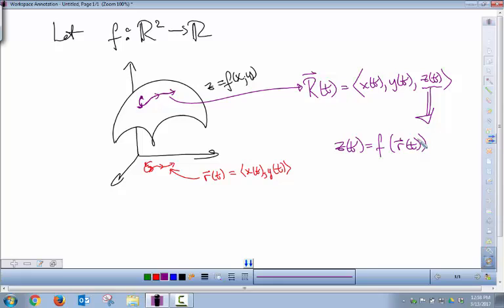What if I write it as f of r of t? Well, what do you think of in math when you see something like this? f is a function, r is a function. What do you think of? There's a special math word for this. Composition.